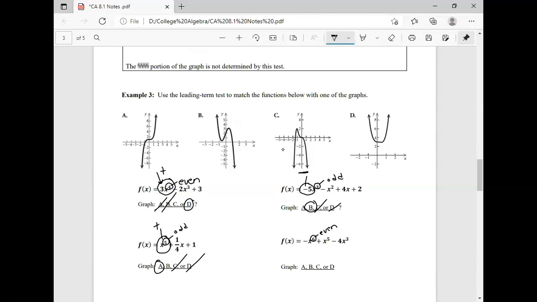This one right here is even, but my leading coefficient is negative. So it should be facing down and making a sad face. So C.